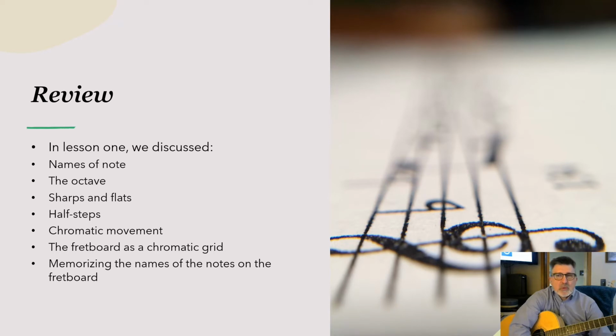In Lesson 1, we learned the names of notes. We learned the octave. We talked about sharps and flats, half steps, chromatic movement, the fretboard as a chromatic grid, and memorizing the names of the notes on the fretboard. So I hope you did your assignments and got your homework done. Then this lesson should flow nicely for you if you have done so.